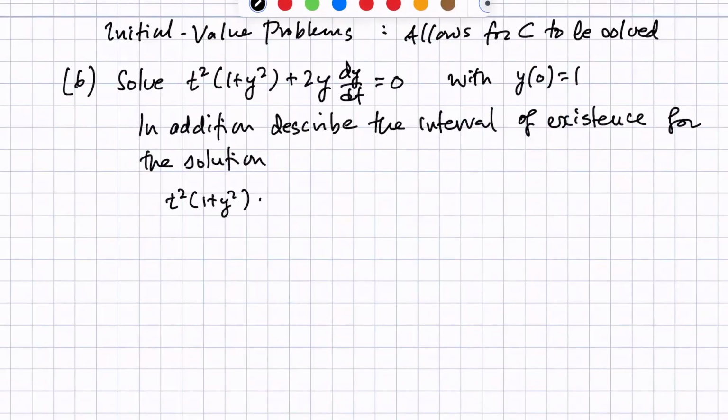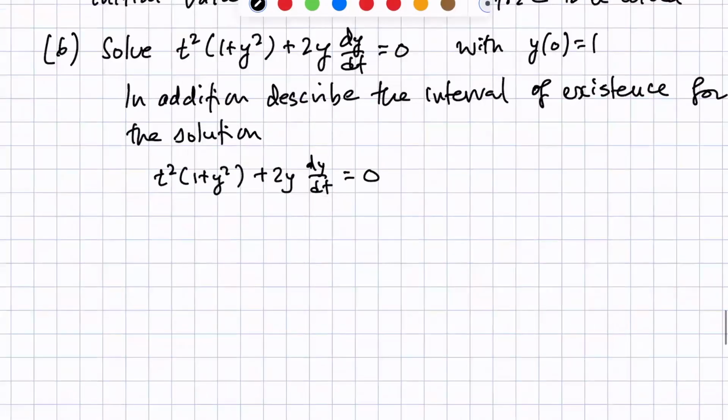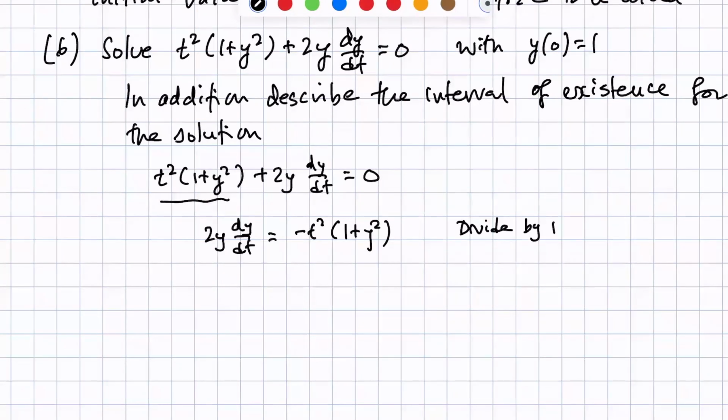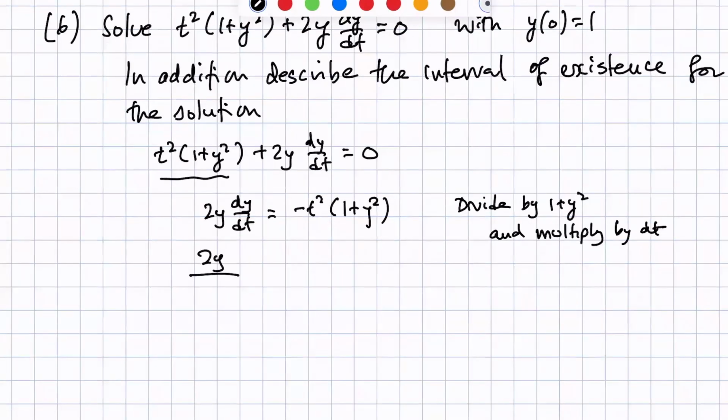Let's just write it down again. Plus 2y dy/dt equals 0. Let's move this piece to the right. 2y dy/dt equals negative t squared (1 + y squared). Now let's get all my y's to one side, divide by 1 plus y squared, and multiply by dt. So I have 2y over 1 plus y squared dy is equal to minus t squared dt.